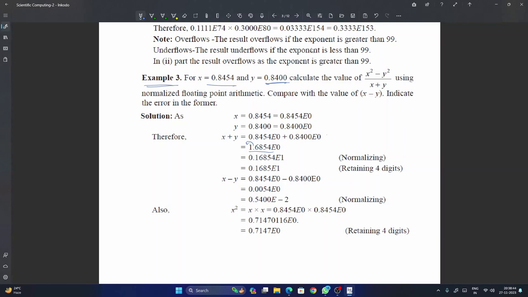Now the problem occurs after making that. It now has a 5-digit mantissa, but retaining 4 digits, it will truncate or chop from here, and it will give you 0.1685 and exponent 1.